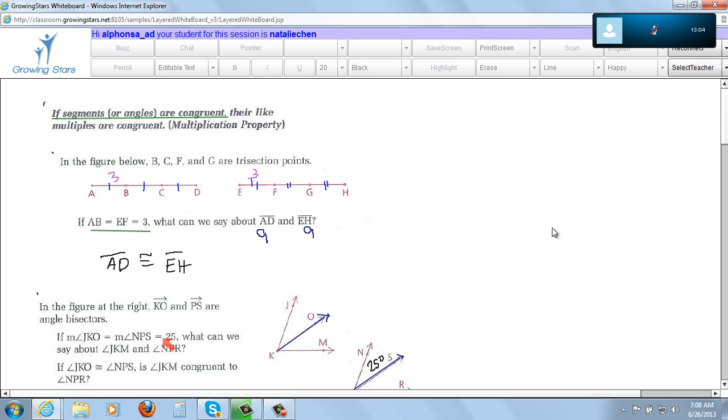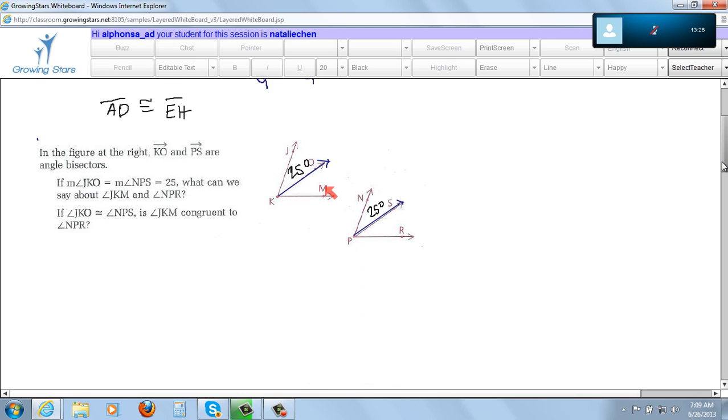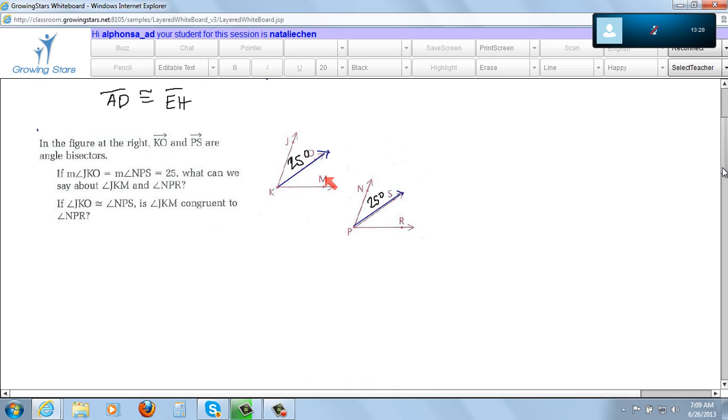Now, consecutive interior angles, or same side interior angles. What can we say about consecutive interior angle JKM and angle NPR? Can you give me the name of they're congruent then. What is the measure of angle JKM? That's the whole angle from the figure.